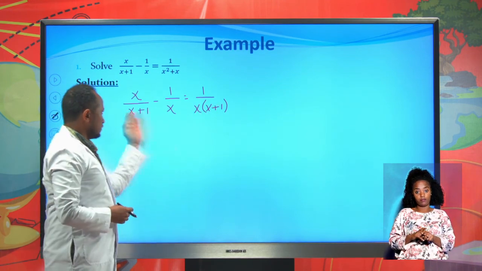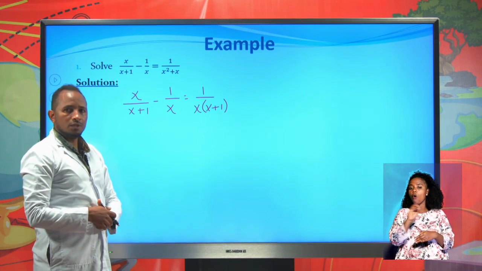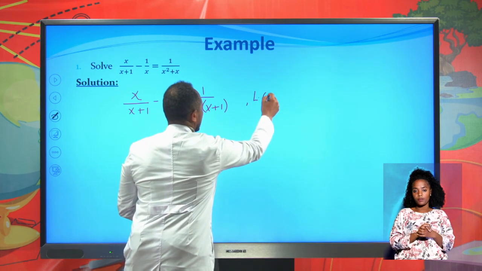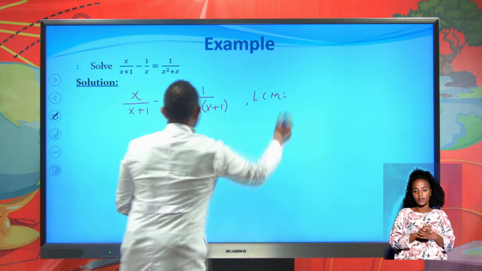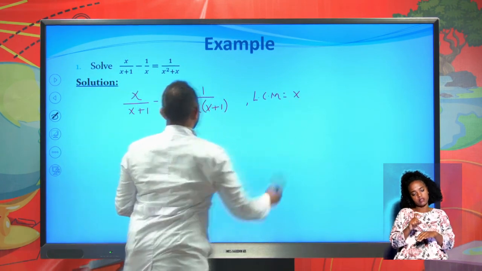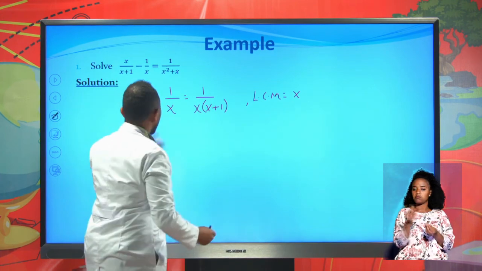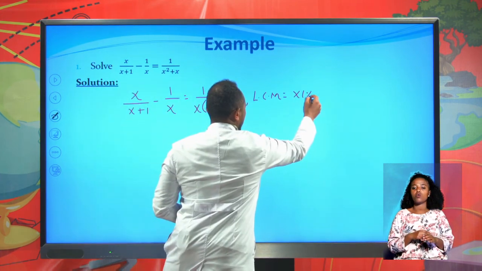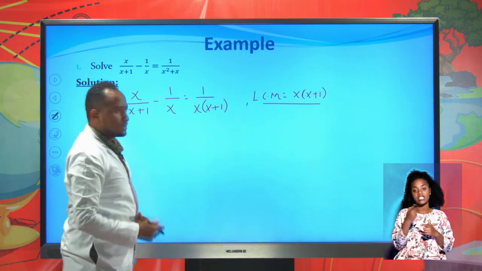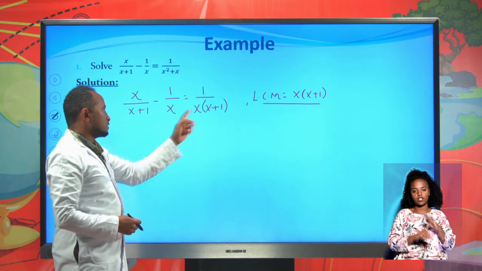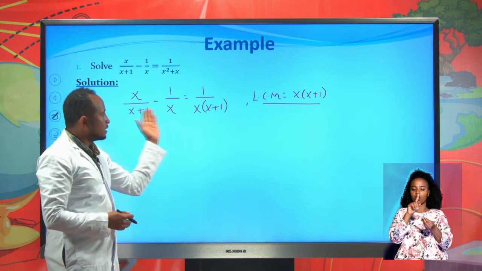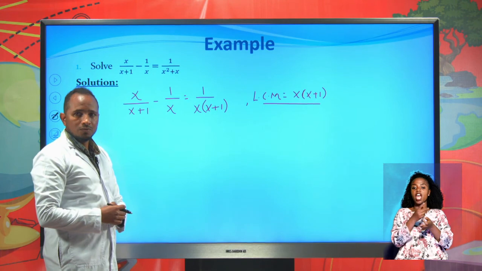After this, find the LCM of the denominators. x is common, you can take one of the two; x times x plus 1 also has x plus 1 as a common factor. Therefore, the LCM of x plus 1, x and x times x plus 1 is x times x plus 1. After this, you multiply the expression by x times x plus 1.